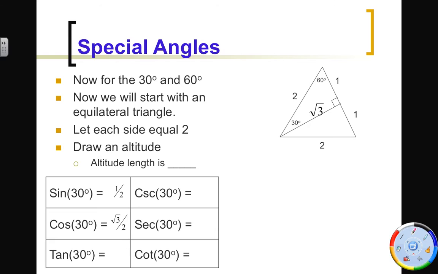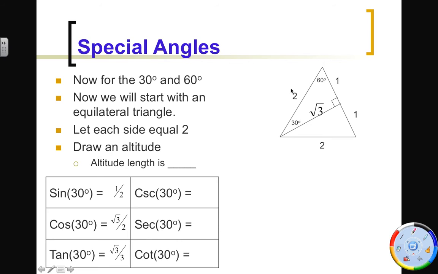You should automatically be able to say √3/2. You should not have to grab your calculator to do it. And then tangent of 30 is opposite over adjacent, so it's 1/√3 that we then simplify to √3/3.